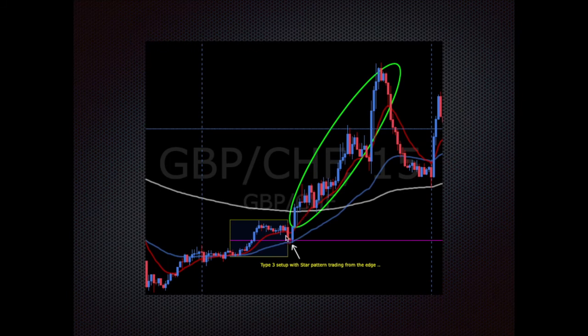Here we have another star formation. This time though, we're doing it out of the Asian edge. Basically, we're trading the edge out of Asia. But you can see the important thing is that we're in the middle of the Asian range where it forms. And this led up to be a nice trade for us.